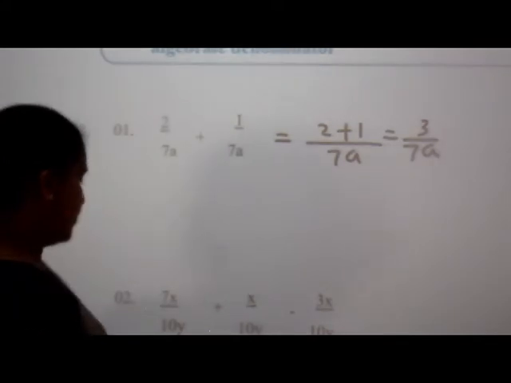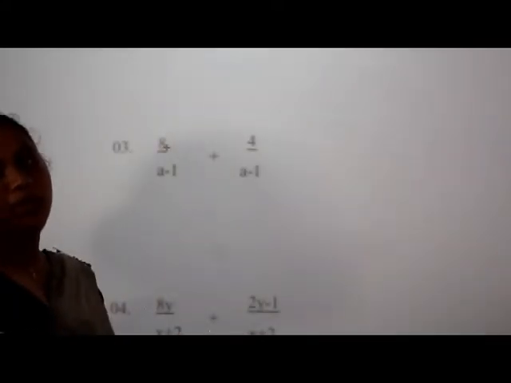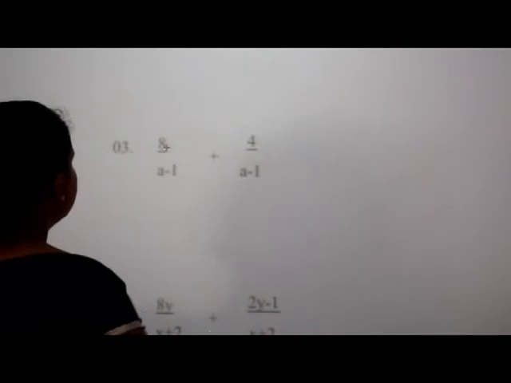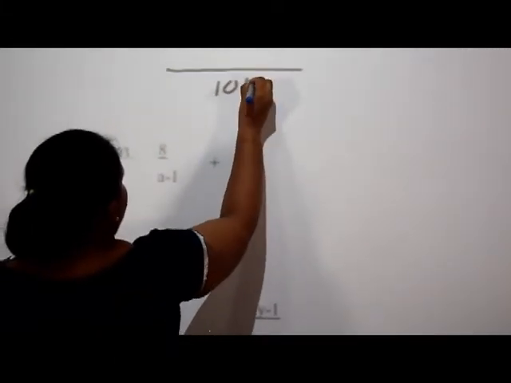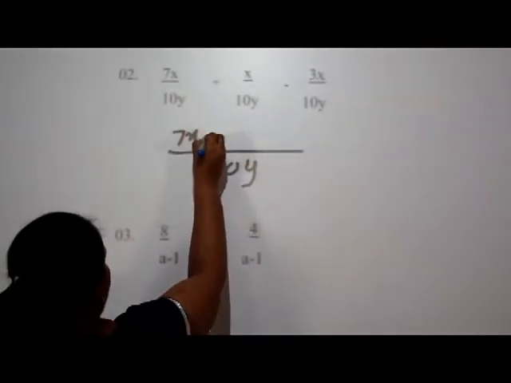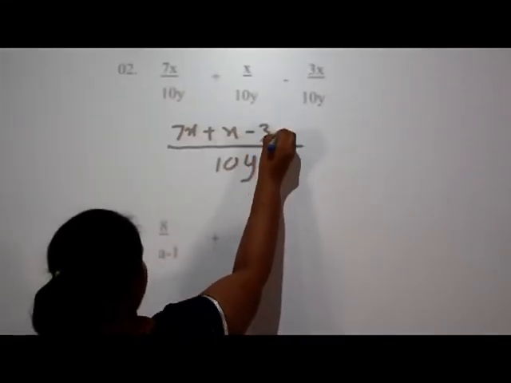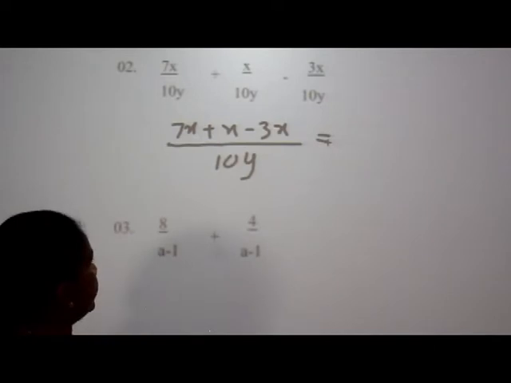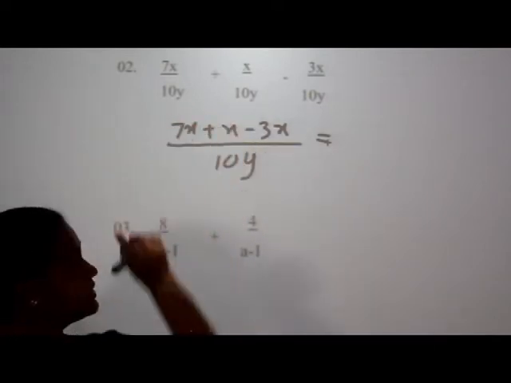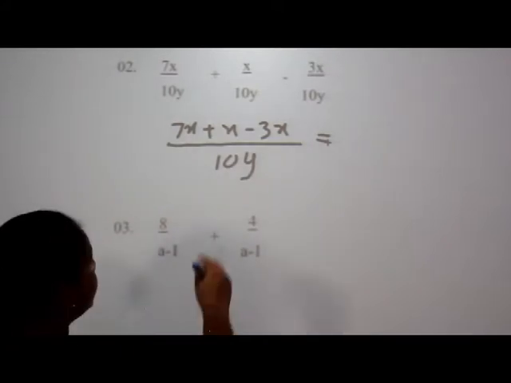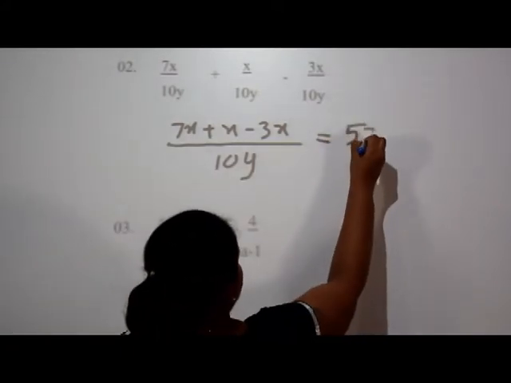Right? Next one. Here the denominator is 10. So let's say common denominator 10y, then 7x plus x minus 3x. These like terms you have to add and subtract. 7x plus x, 8x, 8x minus 3x, 5x.